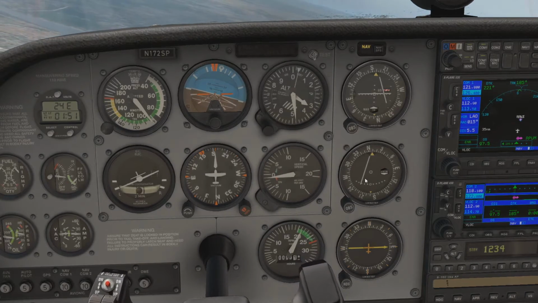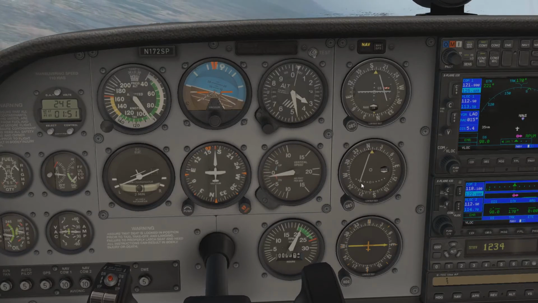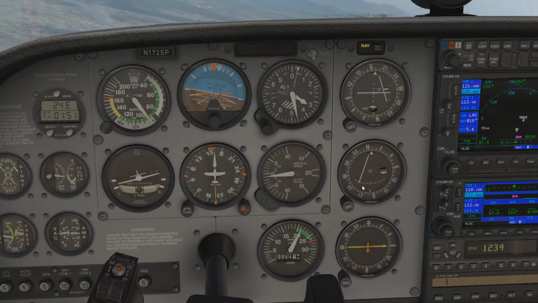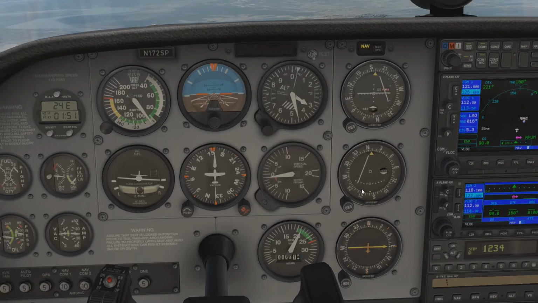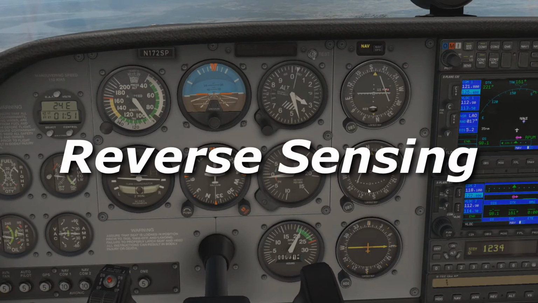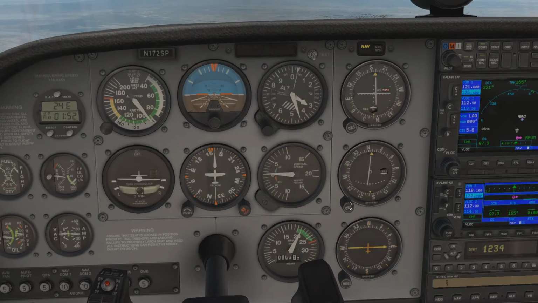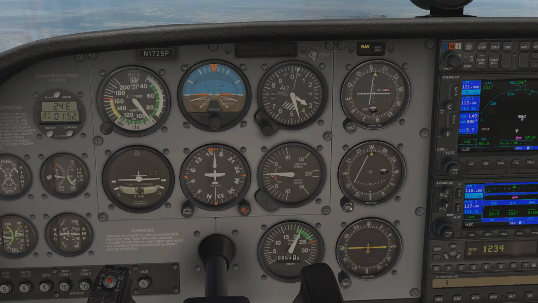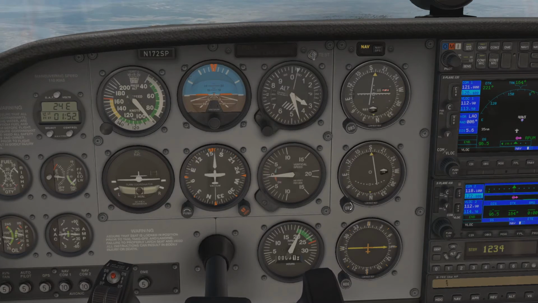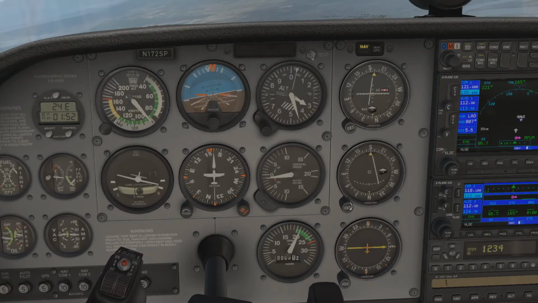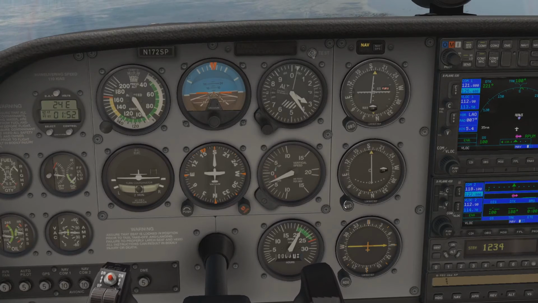As you can see, if I do that, the needle will only go further and further towards its deflection. And that is called reverse sensing. And this VOR instrument is quite vulnerable to that. So it is important to make sure that you have the proper indications. If you're heading towards the station, be sure you have a to indication. If you're heading away from the station, be sure you've got a from indication.